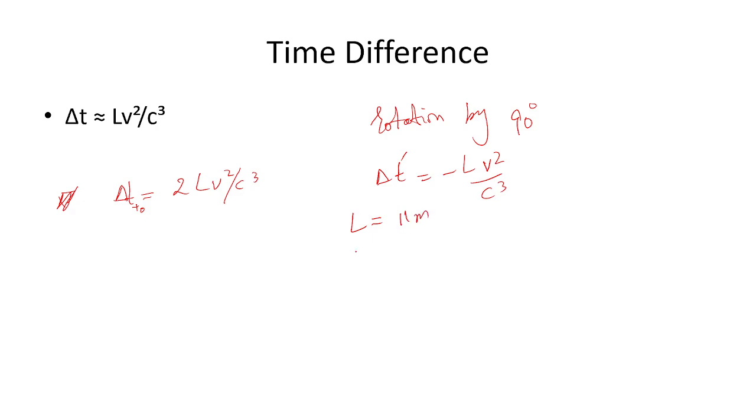So L is the length, which in this case is taken as 11 meters. V is the velocity of the earth, which is 3×10⁴ meter per second, and c is the speed of light, which is 3×10⁸ meter per second.